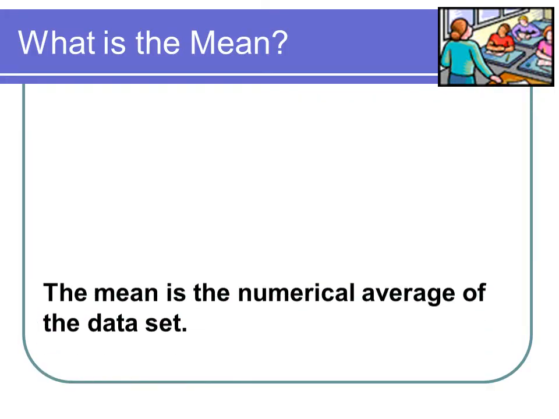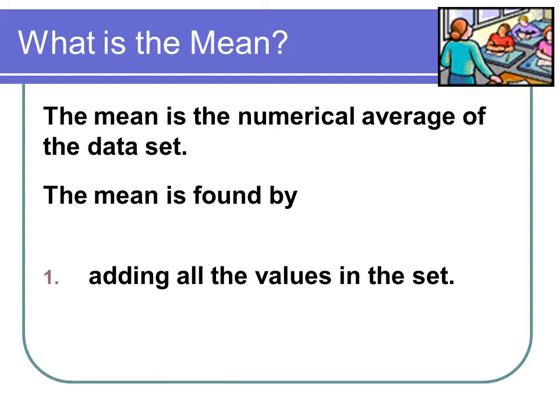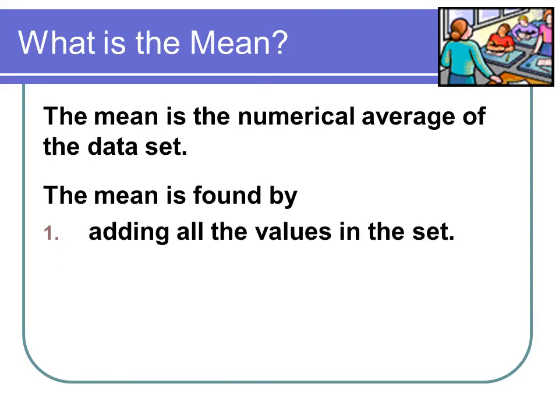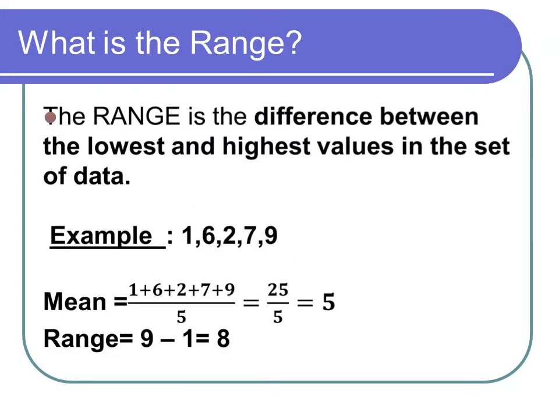What is the mean? The mean is the numerical average of the set of data. To find the mean, you should first add all the values in the set and then divide the sum by the number of values. The range is the difference between the lowest and the highest values in the set of data.